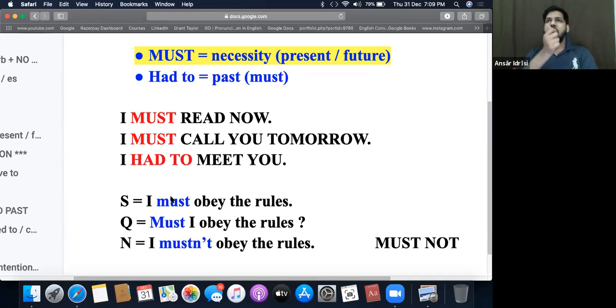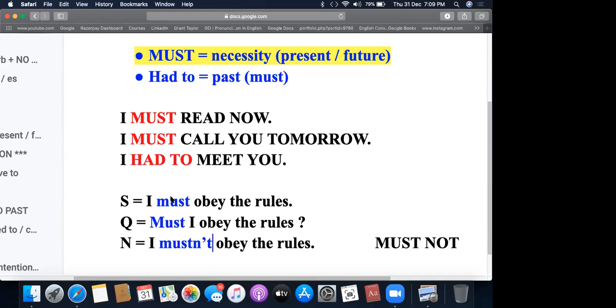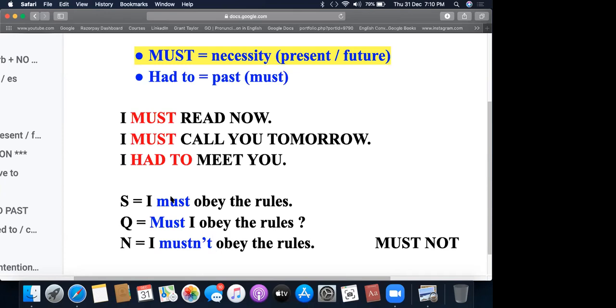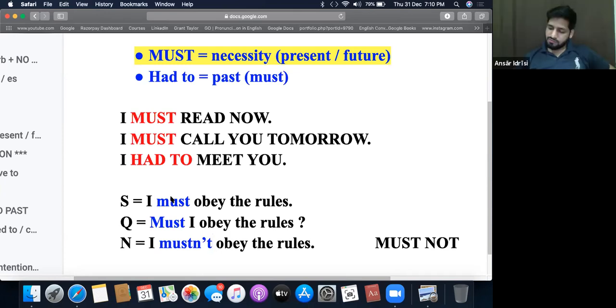Good, your sentences are very awesome. I love it. I must forgive you. Must I forgive you? I mustn't forgive you. Very good. We must keep clean. Must we keep clean? We mustn't keep clean. Very good. Keep clean.